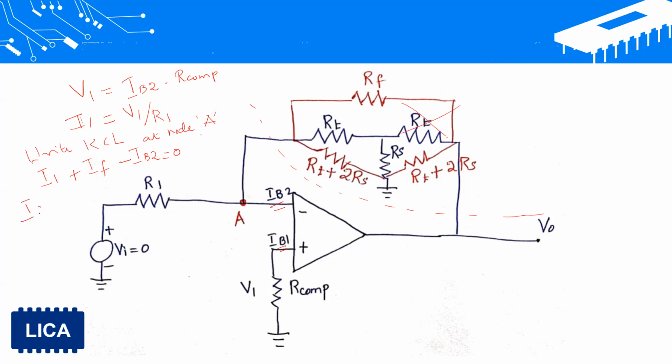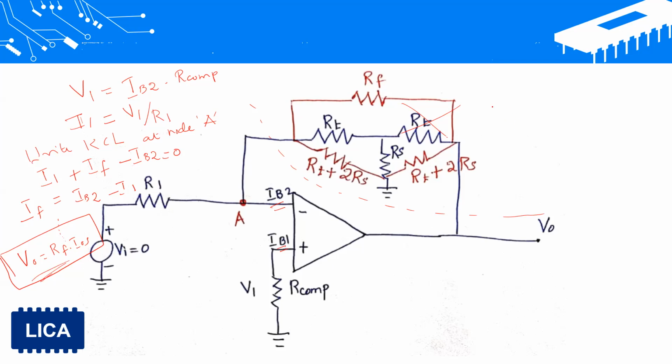Then from here I have taken IF equal to IB2 minus I1. So we have to simplify as before to get V0 equal to RF into IOS. This is the negligible amount of V0. V0 equal to RF dot IOS. So from this relation, we can understand.